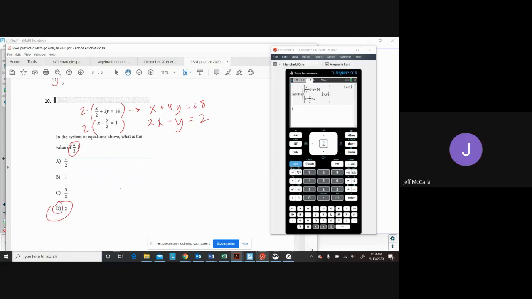Elimination. Okay. So let's just multiply this one by 4 down here. This makes sense, because you can eliminate y's that way. And so if you do that, you have 1x plus 8x is 9x. The y's go away. 28 plus 4 times 2 is 8 is 36. Divide by 9, you get x equals 4. And 4 divided by 2 is 2.